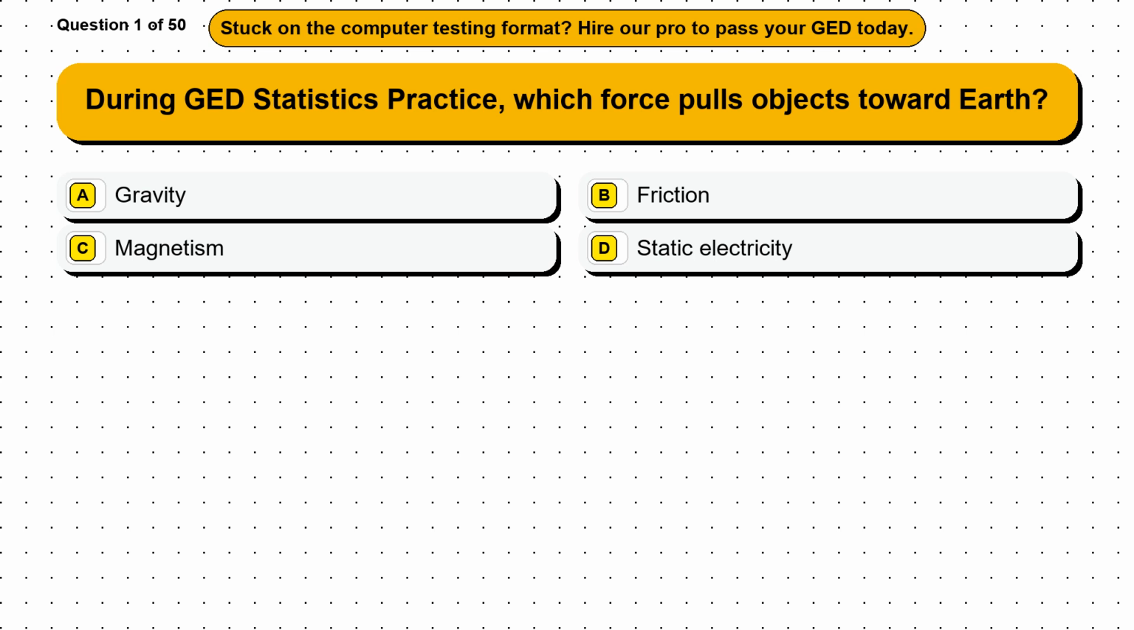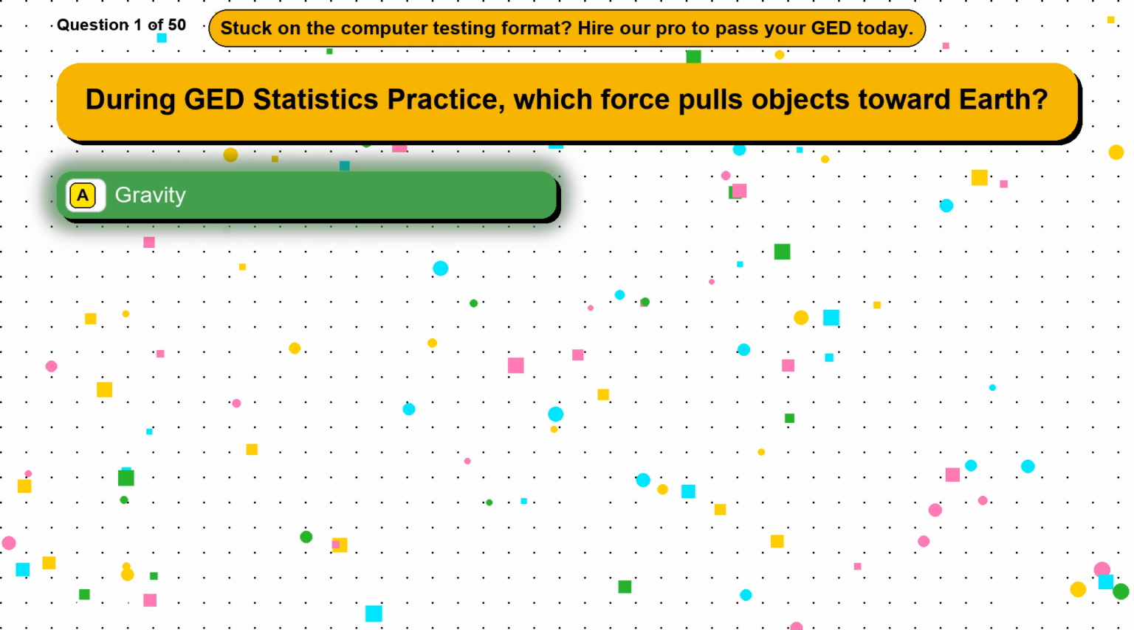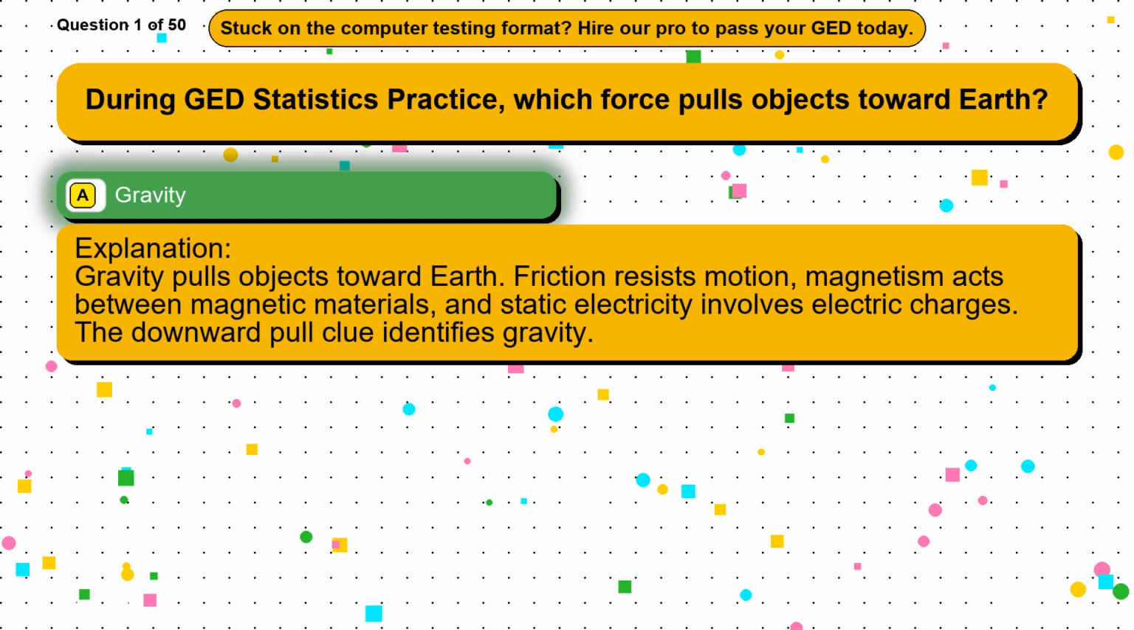Question 1. During GED Statistics Practice, which force pulls objects toward Earth? Option A, gravity. Option B, friction. Option C, magnetism. Option D, static electricity. The correct answer is option A. Gravity. Gravity pulls objects toward Earth. Friction resists motion, magnetism acts between magnetic materials, and static electricity involves electric charges. The downward pull clue identifies gravity.